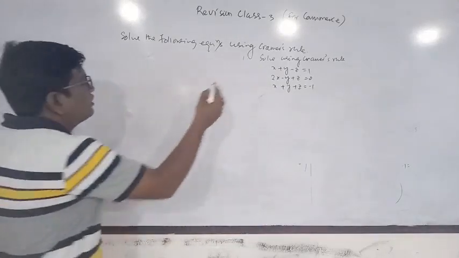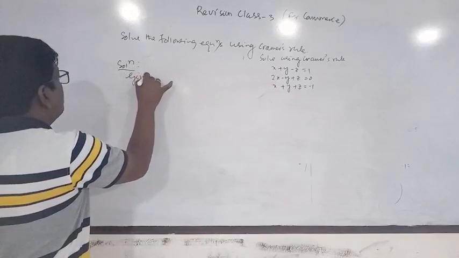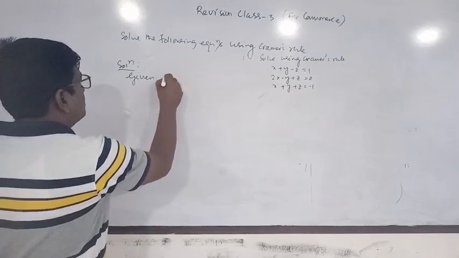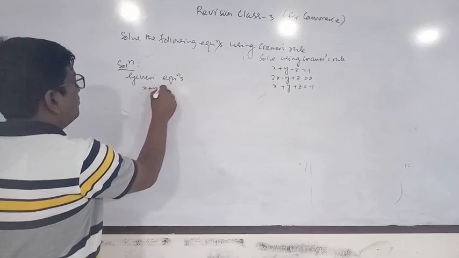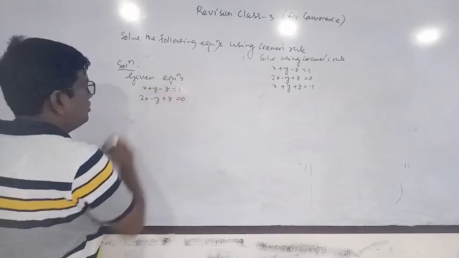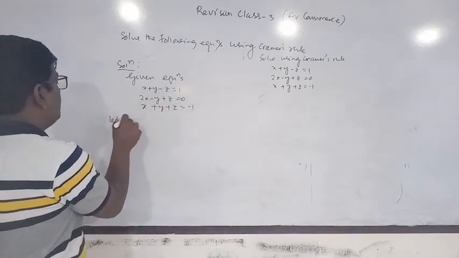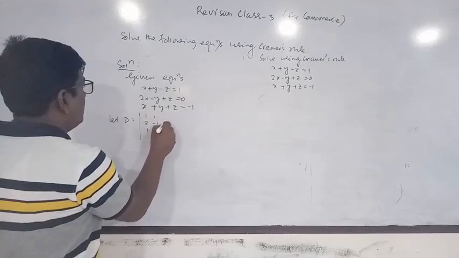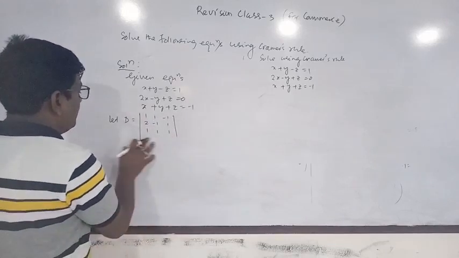Write the determinants. You have to write the solution from the given equations. This is the actual process to get good marks. Given equations: x plus y minus z is equal to 1, 2x minus y plus z is equal to 0, then x plus y plus z is equal to minus 1. Now let D be the determinant 1, 1, minus 1, 2, minus 1, 1, 1, 1, 1. Find its value.